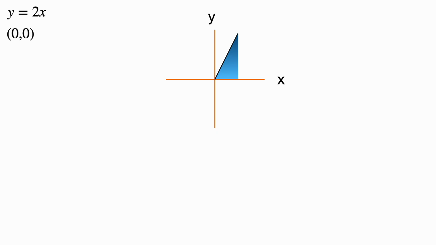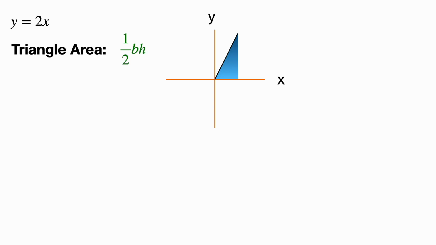We have found the first point of 0, 0, which is 0 for the x-coordinate, followed by 0 for the y-coordinate. The next point is 2, 4, which is 2 for the x-coordinate, followed by 4 for the y-coordinate. Many of you may see that the area underneath the line y equals 2x forms a triangle. If you remember that the area of a triangle is half BH, or half of base times the height, this can help us solve this problem using geometry.